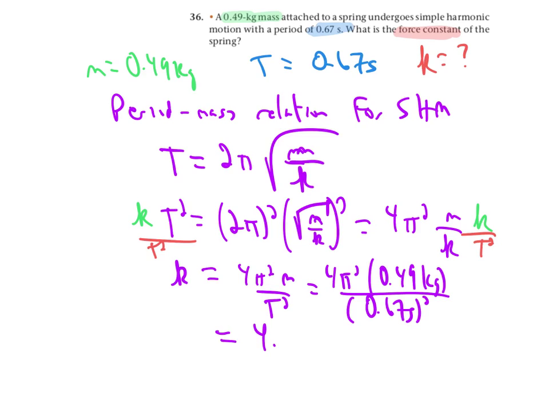which is 43.09 kilogram per second squared. We have only 2 sig figs, so it's really 43, and a kilogram per second squared is the same as a Newton per meter, which is the correct units for K.